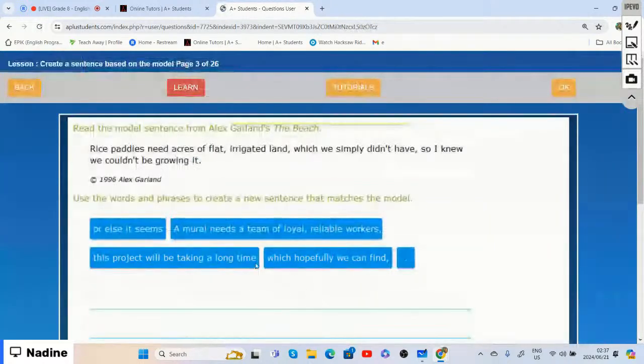All right, let's continue. It says rice paddies need acres of flat irrigated land, which we simply didn't have. So I knew we couldn't be growing it. So rice paddies need acres of flat irrigated land, which we simply didn't have, so I knew we couldn't grow it.